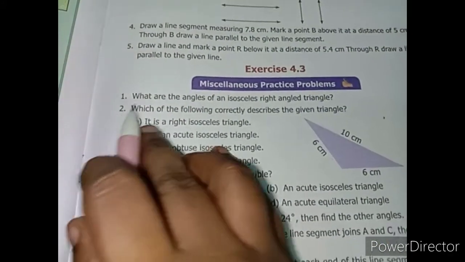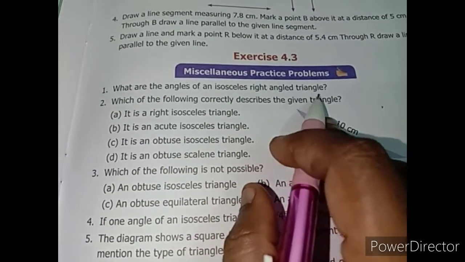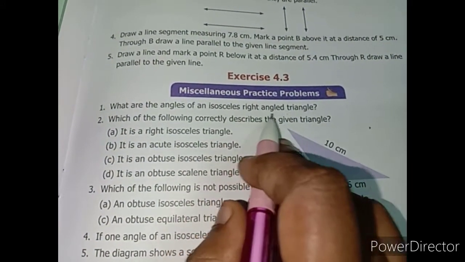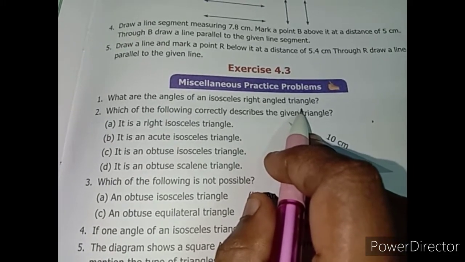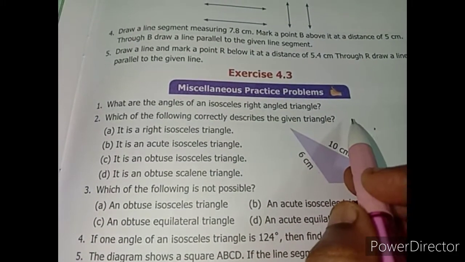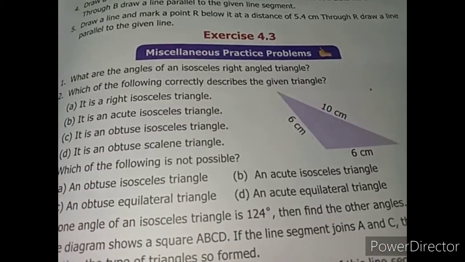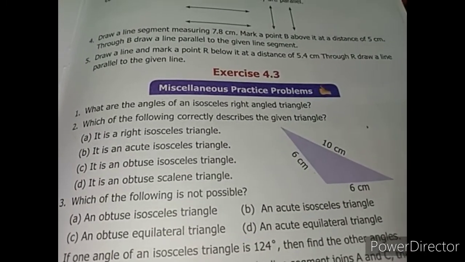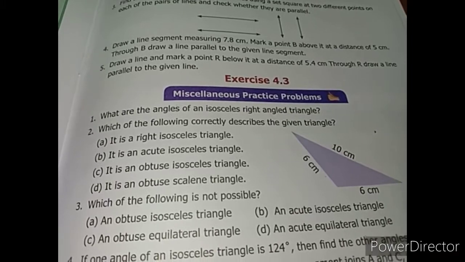See the first question. What are the angles of an isosceles right-angled triangle? So you know what is an isosceles right-angled triangle. It is a right-angled triangle, so one angle will be exactly 90 degrees. Isosceles is nothing but the other two sides will be equal. So that is an isosceles right-angled triangle. Let's see the worksheet.